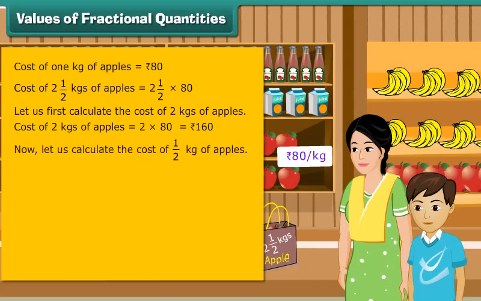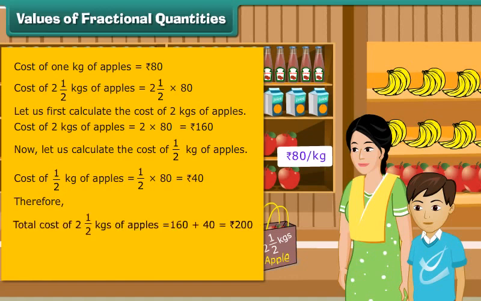Now, let us calculate the cost of half kg of apples. Cost of half kg of apples is equal to 1 by 2 multiplied by 80, which is equal to rupees 40. Therefore, total cost of 2.5 kgs of apples is equal to 160 plus 40, which is equal to rupees 200. Rishabh's mother paid rupees 200 for 2.5 kgs of apples.